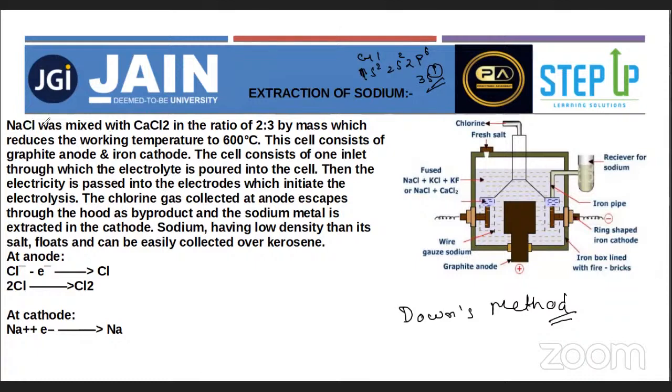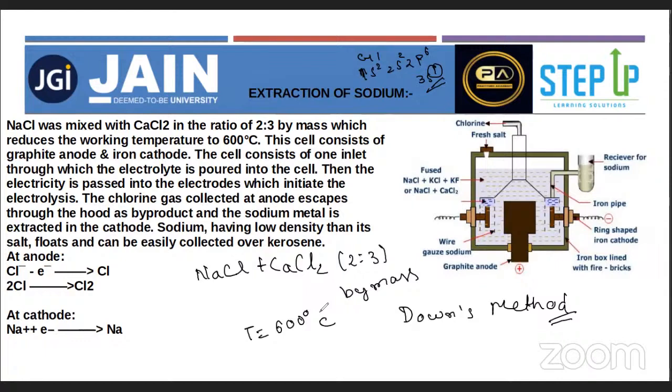Now, what is important for you is that the theory is written to explain it to you. I know what the mixture is: NaCl is being mixed with CaCl2. What is the ratio? 2:3. First thing that is important, this 2:3 ratio is by mass. There is a lot of difference between by mass and by volume, so you have to show this. So NaCl is mixed with CaCl2 in the ratio of 2:3 by mass, and this is being reduced. The temperature we are using here is 600 degrees Celsius.